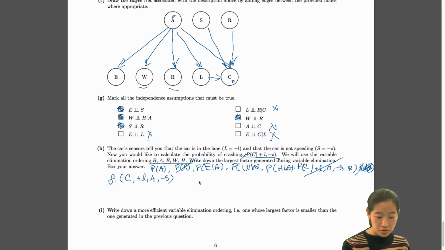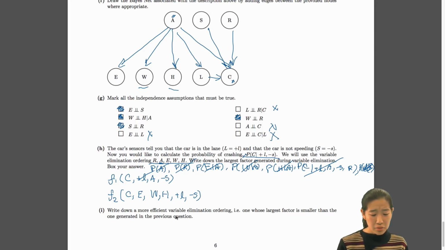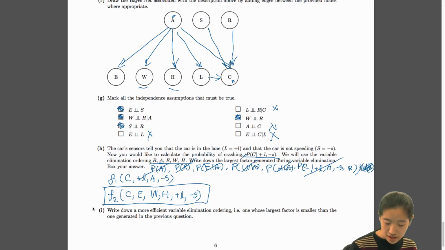Now, this has two free variables, so this is going to have whatever the domain size is to the power of 2. Let's make the next one. In fact, this is going to be our largest one. Why do I know that? Because now that we eliminate A, notice that every single one of them has A. So the next factor that we create will absorb everything, even the new factor that we created, and it's going to have C, E, W, H, plus L, minus S, so now we have 4 free variables, and no other variables that we can possibly join, so there's no way any other factor can be bigger. We have found our largest factor.